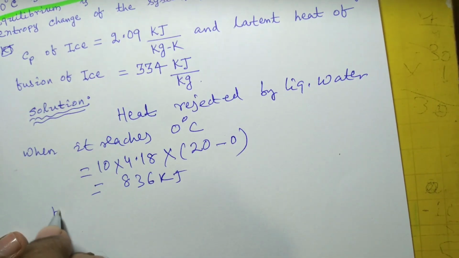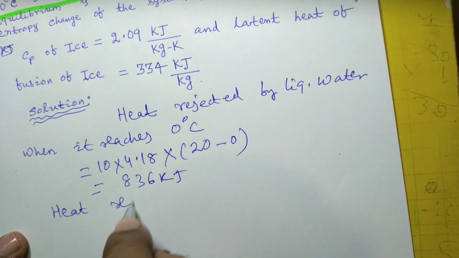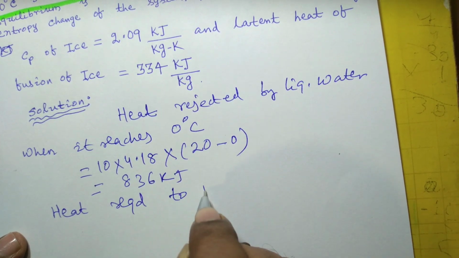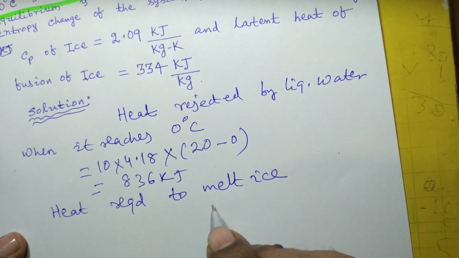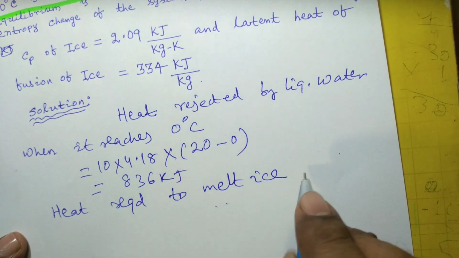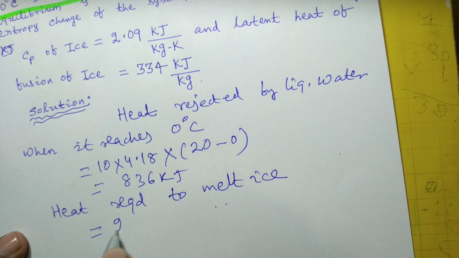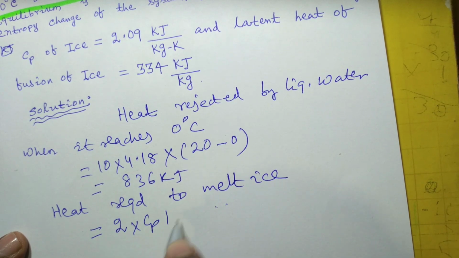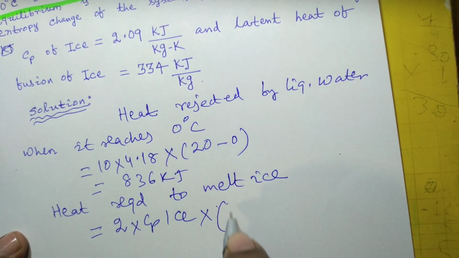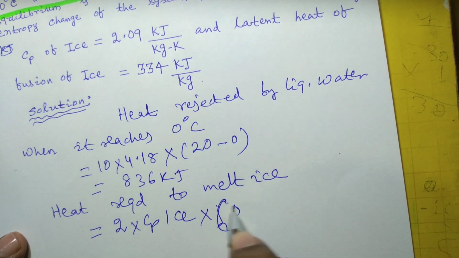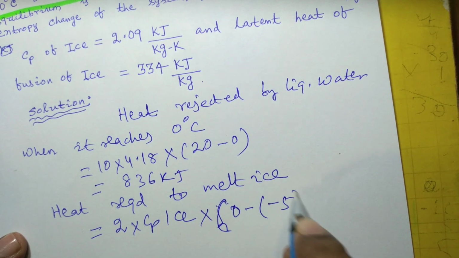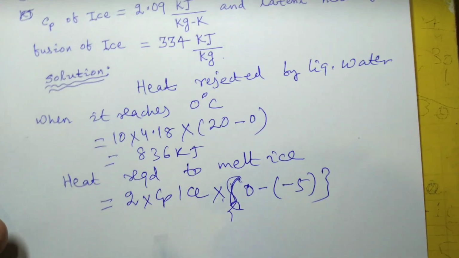But the heat required to melt ice, of course after bringing it to the saturation temperature, is 2 into Cp of ice multiplied by, now the initial temperature of ice is minus 5 degrees Celsius. So to take it from minus 5 to 0, this much heat is required.